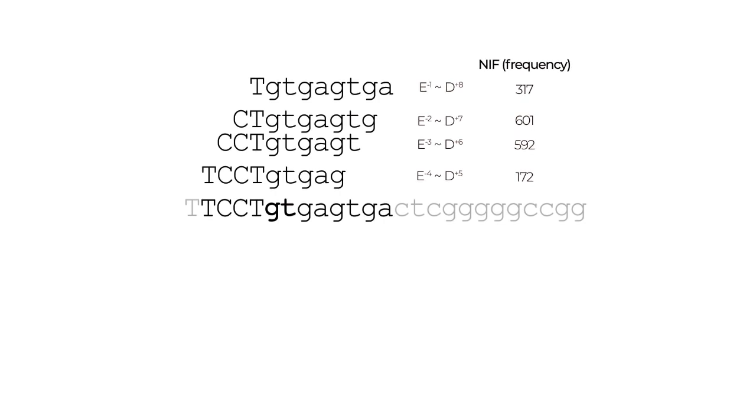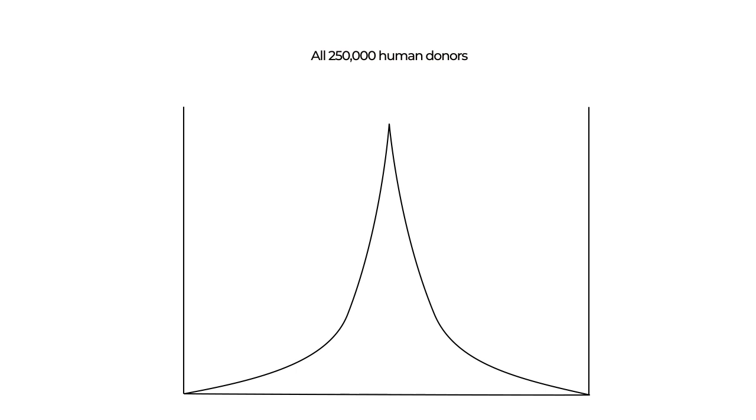To convert these NIF raw frequency counts into a score on a 0 to 1 scale, we use a cumulative frequency distribution percentile scale. Let me explain what this is. There are around 250,000 human introns, each with donors and acceptors. The NIF percentile scale ranks donor and acceptor 9-nucleotide sequences from the least common to the most common. Each decile of this graph contains around 25,000 donors, and each percentile around 2,500 donors.